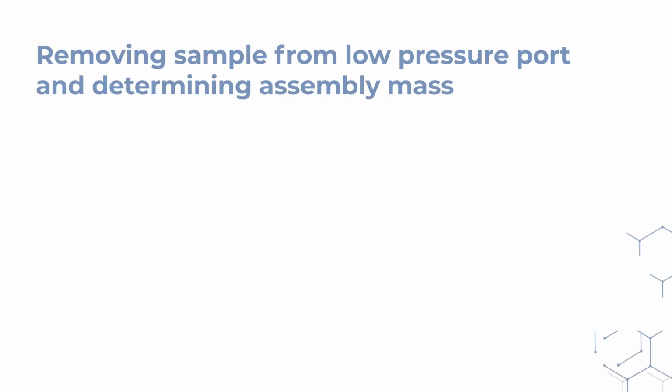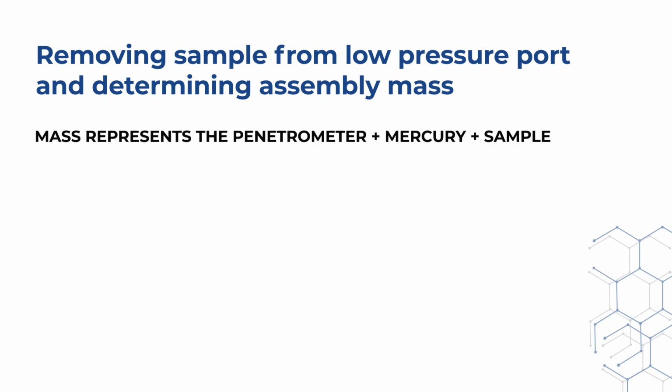Now we will remove the sample from the low pressure port and determine the assembly mass. This mass represents the mass of the test portion of the penetrometer and of the mercury that was loaded into the penetrometer at the beginning of the low pressure analysis. This is generally before the mercury intrudes into the pores of the sample material.